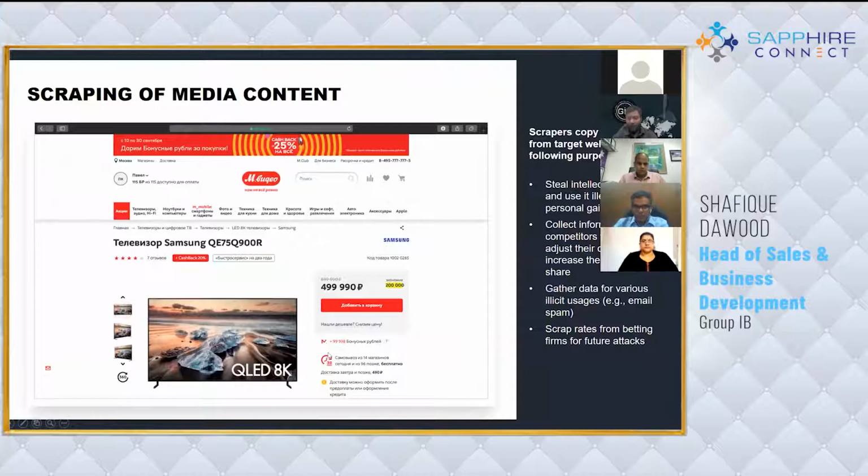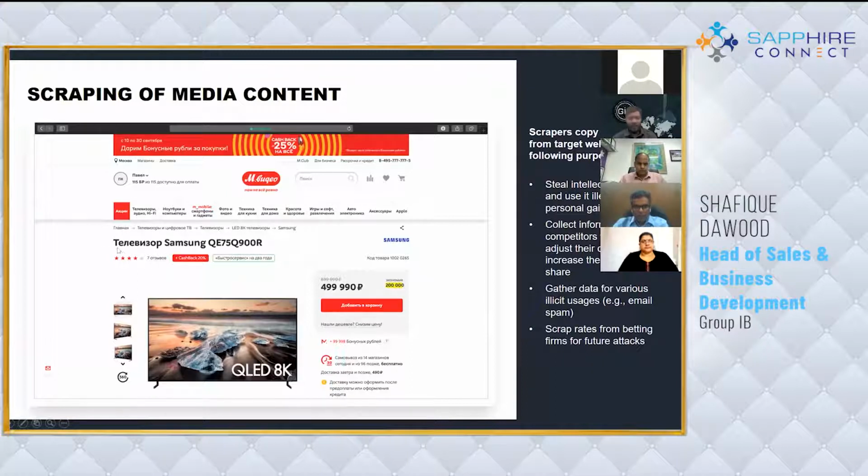Scraping of media content. I was just having this conversation earlier with Mayuran on a little bit of this, and you have different tools to do this, like Python, like Golang, and because of Scrapy framework. And I tell you, even young children can write code in Python and do this. Why would you want to scrape data?